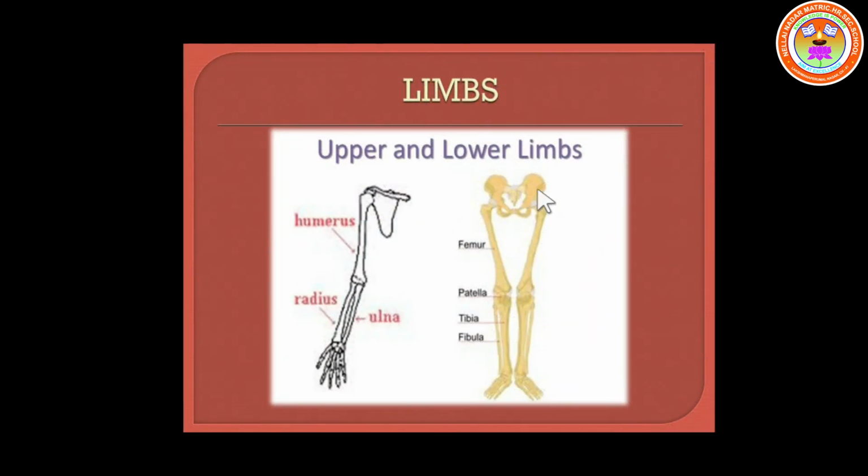Next, we will see about the limbs. Man has two pairs of limbs, namely the upper limbs, which is called the forelimbs, and the lower limbs, which is called the hind limbs. Forelimbs are used for holding, writing. Hind limbs are used for walking, sitting, etc.